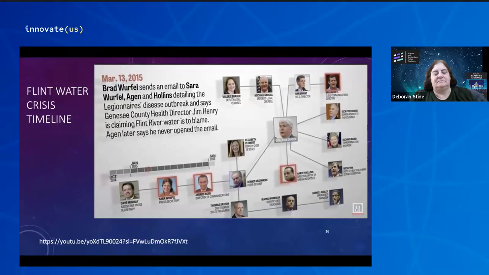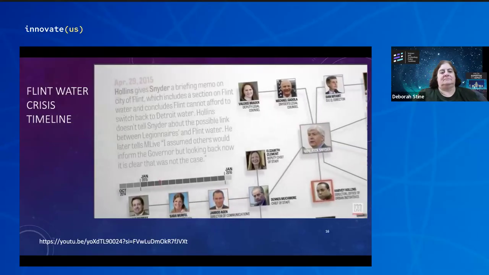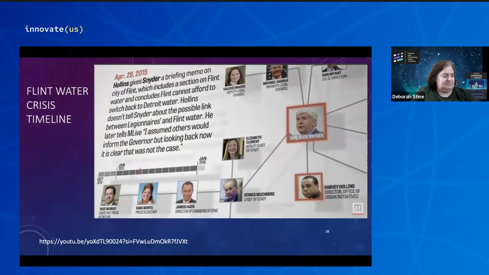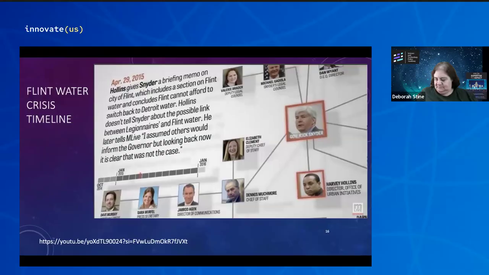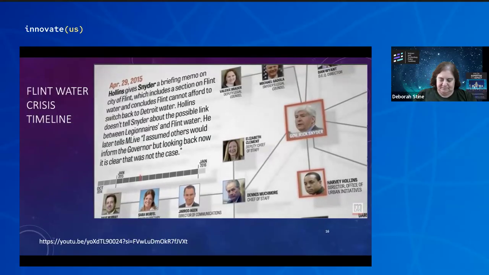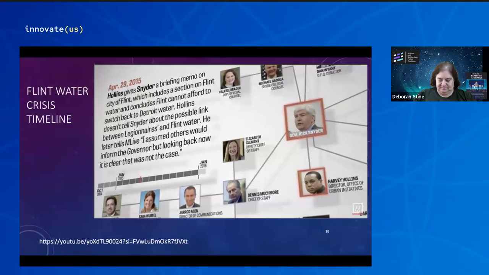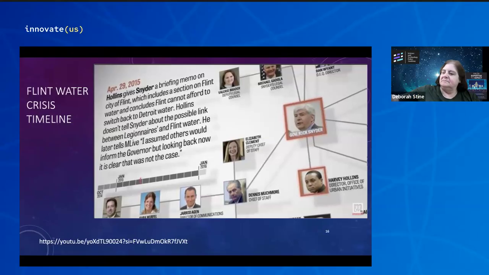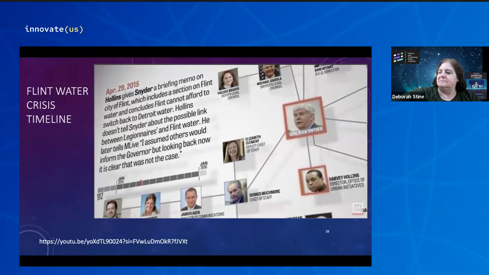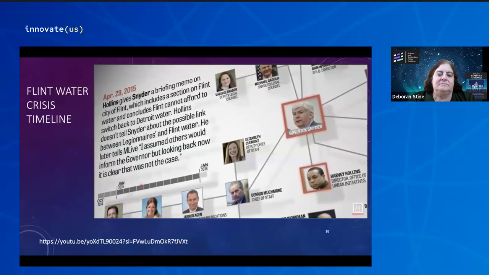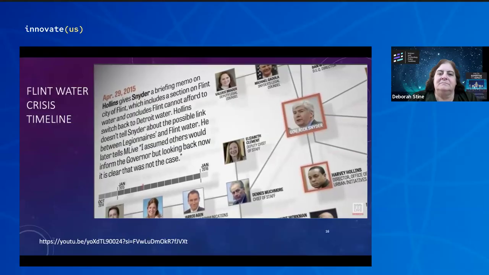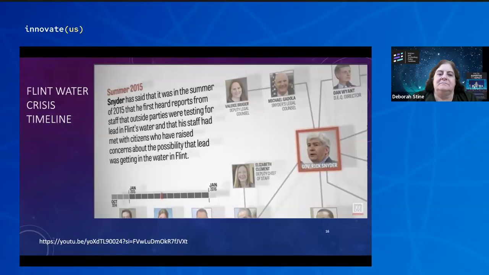Agan later says that he never opened the email. April 29th. Hollins gives Snyder a briefing memo on the city of Flint, which includes a section on Flint water, and concludes Flint cannot afford to switch back to Detroit water. Hollins doesn't tell Snyder about the possible link between Legionnaires and Flint water. He later tells MLive, "I assumed others would inform the governor, but looking back now, it is clear that was not the case." Summer 2015.